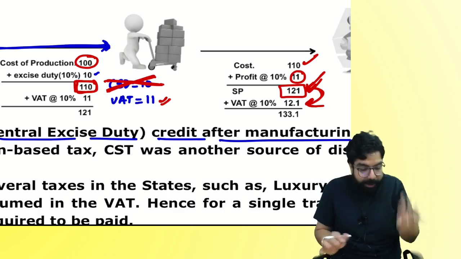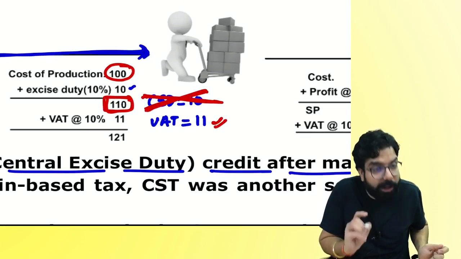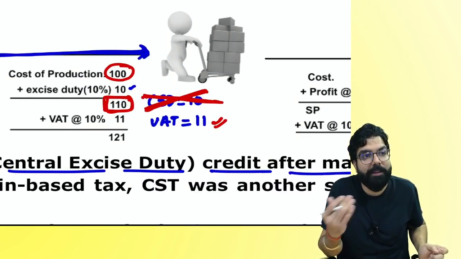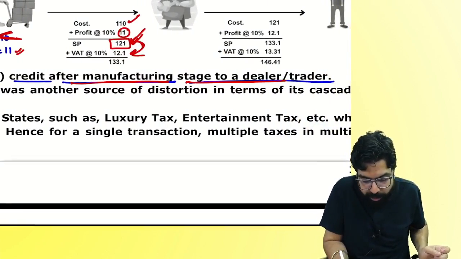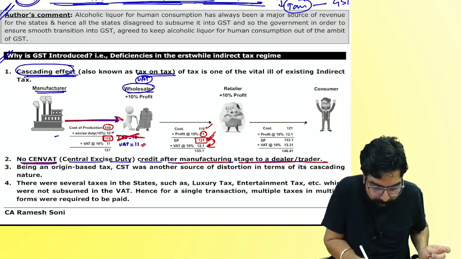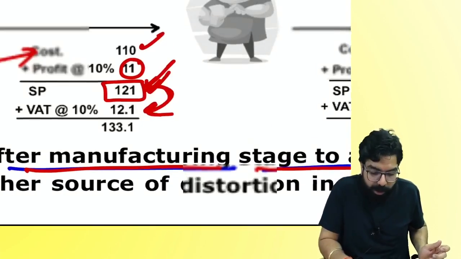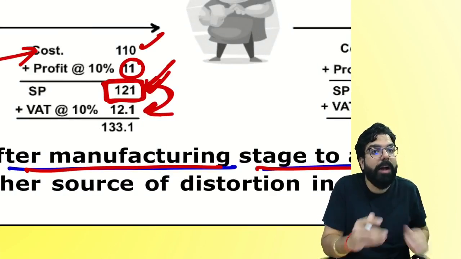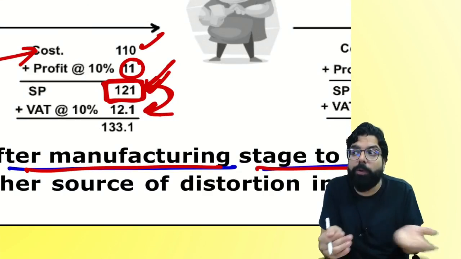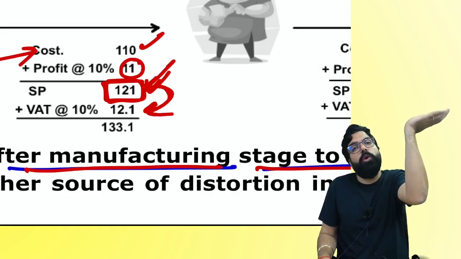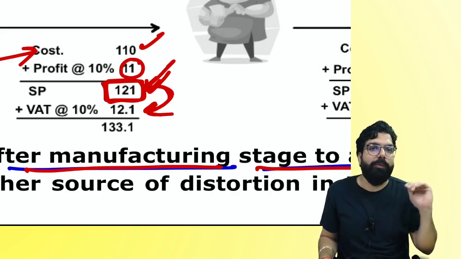Yes or no, everyone? And hence, it says no CENVAT, central excise duty credit was not given. CENVAT means central excise duty credit was not given after the manufacturing state to a dealer or trader, and that was also a problem. When this trader or dealer did not get the credit, it will become part of his cost, and when tax is included, again when you sell, tax on tax will happen, and when tax on tax will keep happening, what will happen? Prices of things will go up. Are we clear, everyone? And one more job of the government is to control inflation.